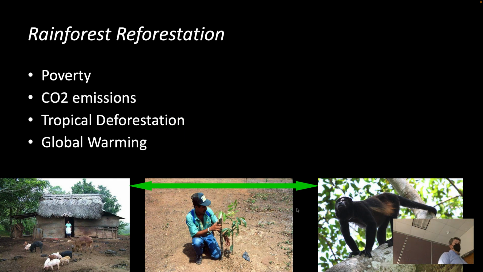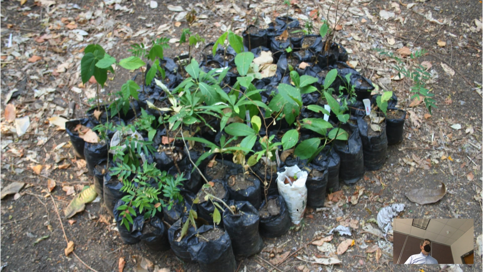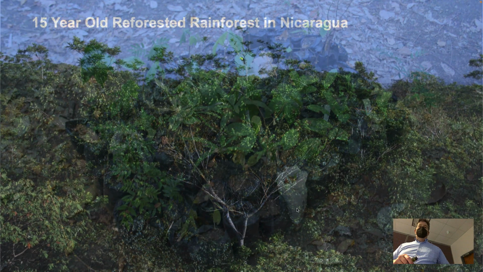And there are other benefits of this. Poverty alleviation by employing people to grow forests. We can alleviate poverty in some of these areas. Obviously, offset carbon dioxide emissions, slow down tropical deforestation, and slow down global warming. So I was lucky enough to work with a project in the 1990s that was doing this, planting trees to try to create new habitat for wildlife and to try to take carbon dioxide out of the atmosphere.